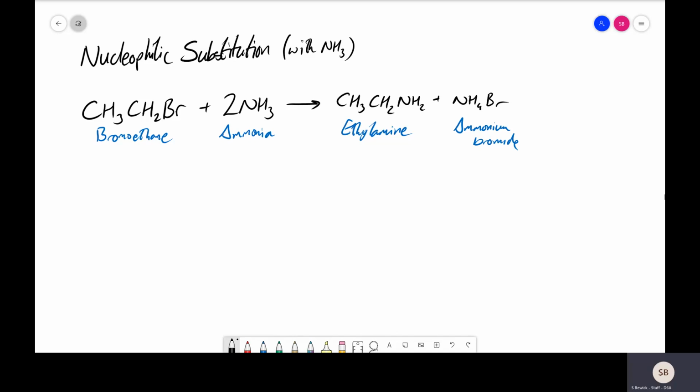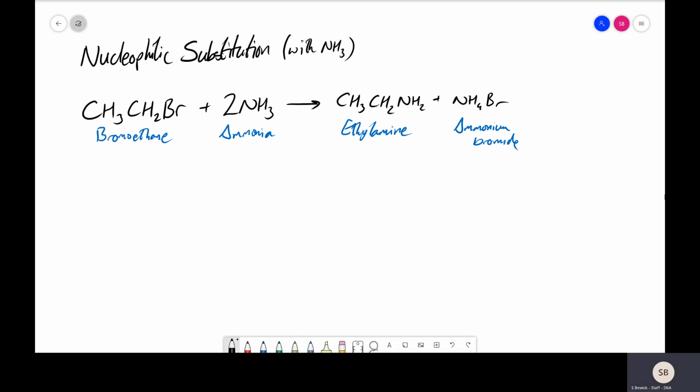That's nice and straightforward. We're now going to move on to another type of nucleophilic substitution that's a little bit trickier. And this time we're going to use ammonia as the nucleophile. So I've written out the equation that's going to happen. Bromoethane is going to react with ammonia. We're going to make ethylamine and ammonium bromide.